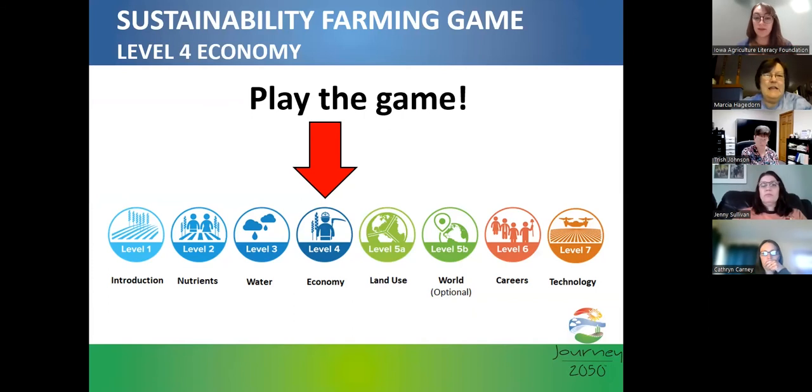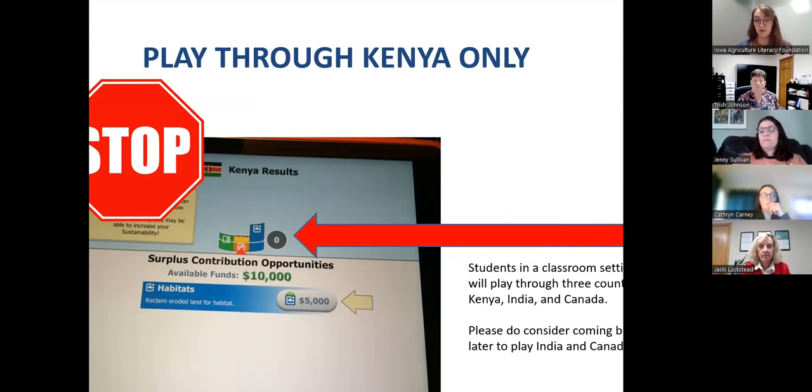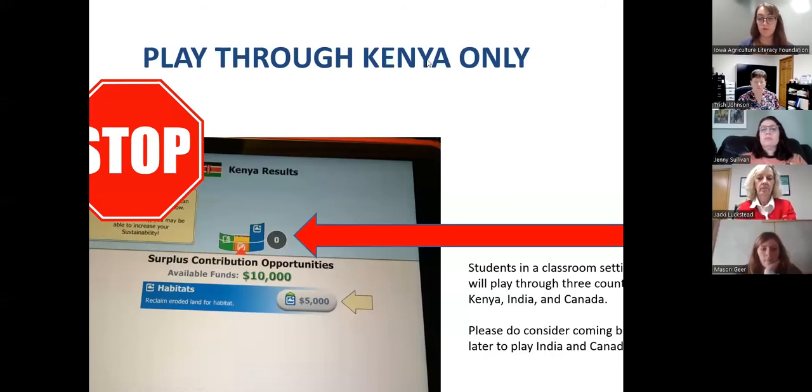Okay, so we're going to play level 4, but again, we're just going to play through one country, just through Kenya. In a classroom setting, you'd want to do all 3, but just for time again today, we're just going to play through one level. All right. So go ahead and pull up your Journey 2050 either on the website or on your phone. Level 4. For those of you that have finished, how'd that go?